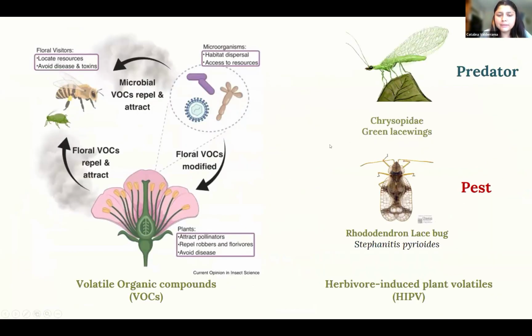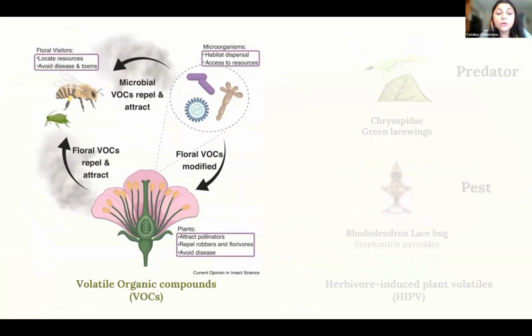To start with, I'm going to explain a little bit about these VOCs, which stands for volatile organic compounds, and they are basically these smells that plants can emit. We thought that they were just from flowers, but we already know that they are also from leaves, and they have different functions that are important, especially for pollinators. One of the functions of those VOCs is attracting pollinators.